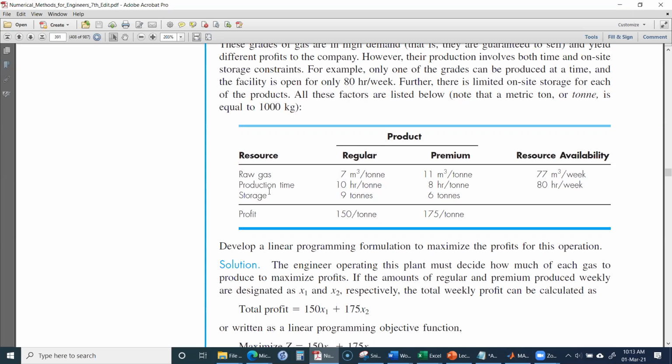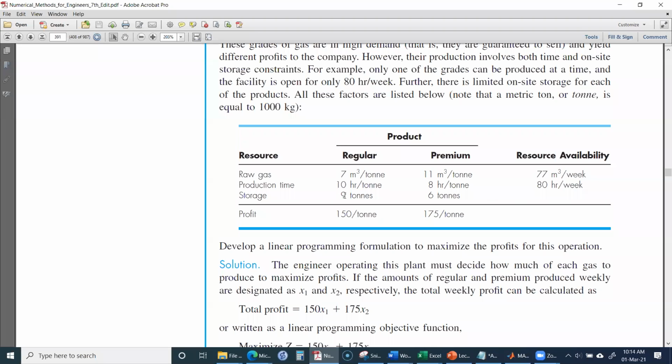Similarly, for the production time, for 1 ton of the regular gas production we need 10 hours, and for 1 ton of premium production we need 8 hours. But in total we cannot spend more than 80 hours per week. That means the plant cannot be operated more than 80 hours per week. So this is another constraint.